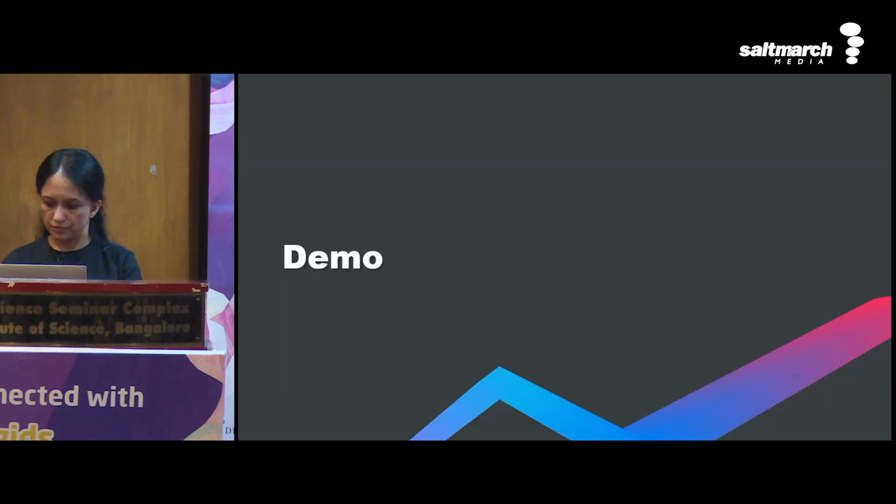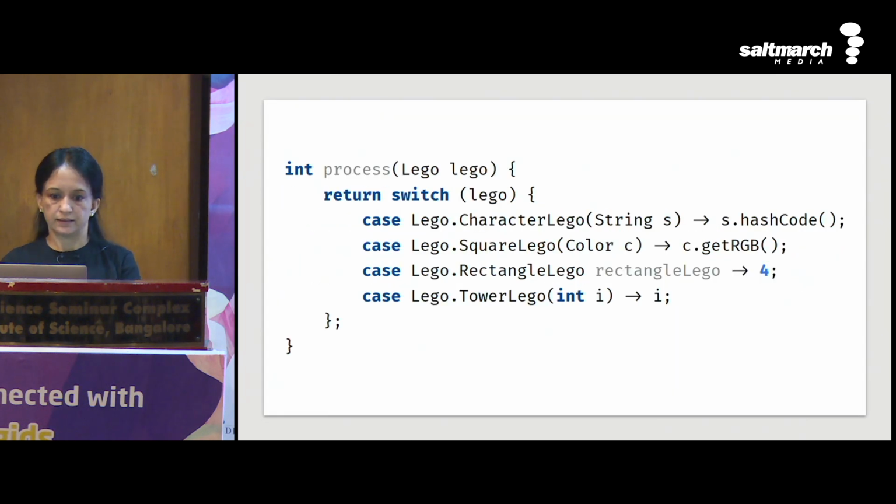And what is the benefit, you would say? This is how you could process the Lego class. This is an example of a switch case where I'm passing a type of Lego, and in this case the case labels are 4. To be precise, this is an exhaustive switch, which means that every record or every type that extends the Lego is defined here, and I do not need a default clause.